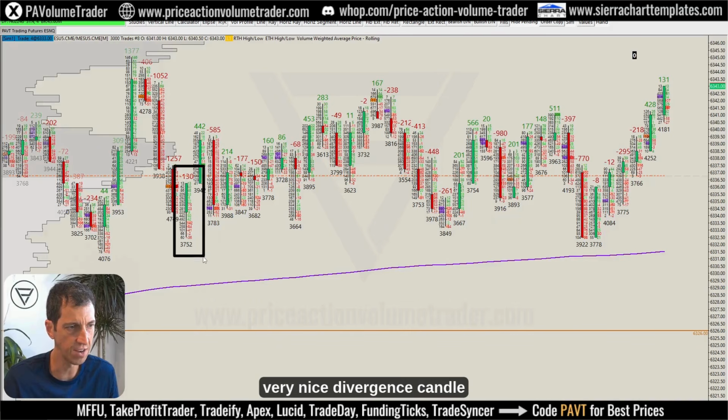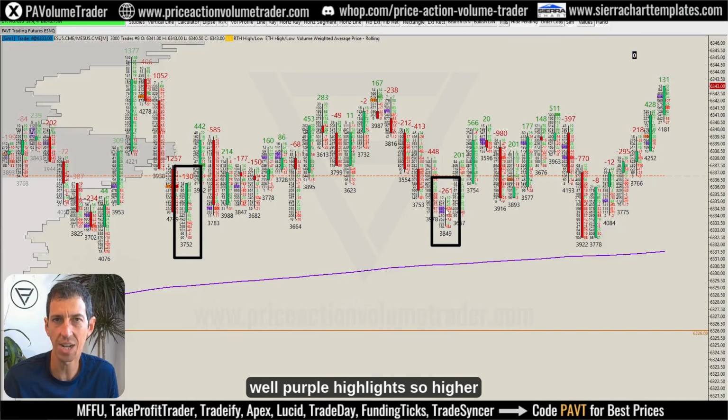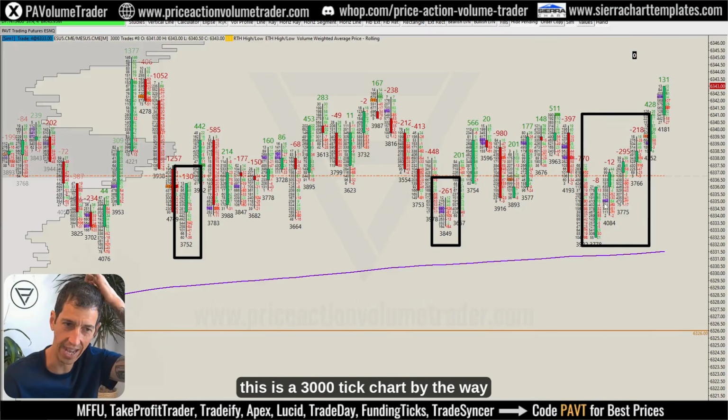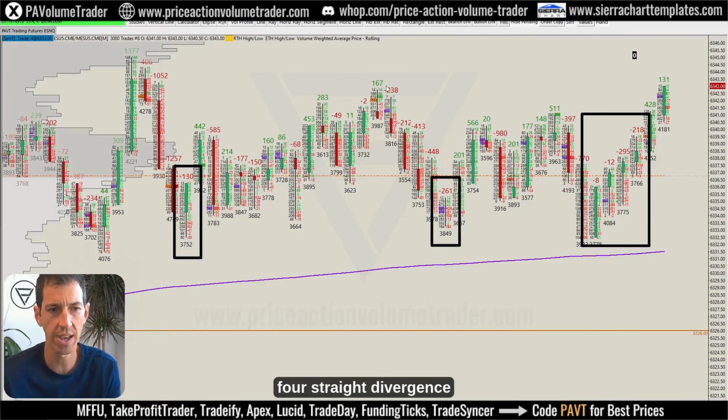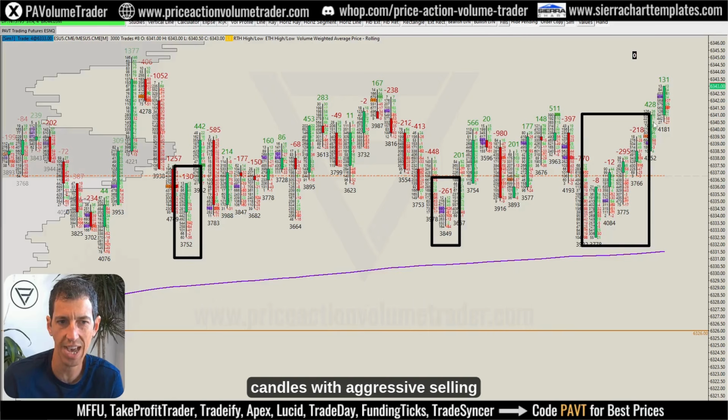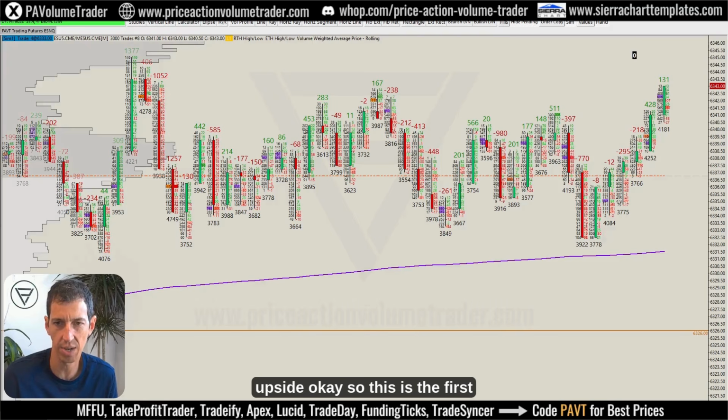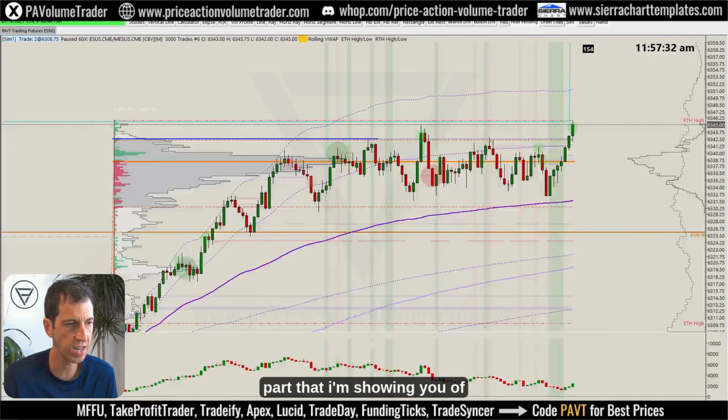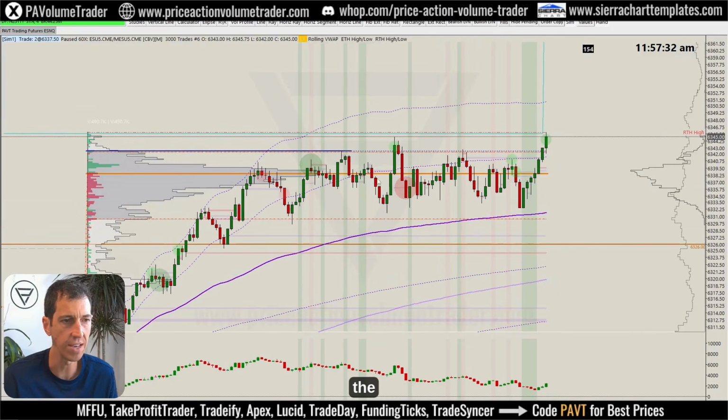This was a very nice divergence candle, bullish hammer candle with negative delta. This one as well, purple highlight, so higher volumes of selling, holding. And then on this last move, this is where we get the breakout. And look, this is a 3000 tick chart, by the way, 4 straight divergence candles with aggressive selling, and yet we're printing continuous green candlesticks to the upside. Okay, so this is the first part that I'm showing you of the accumulation and absorption of sellers.